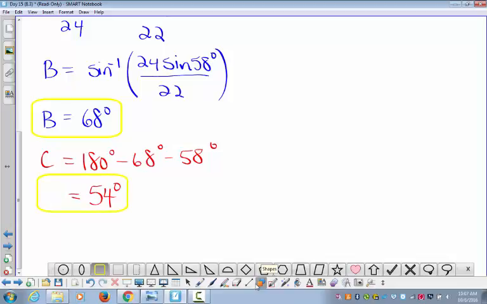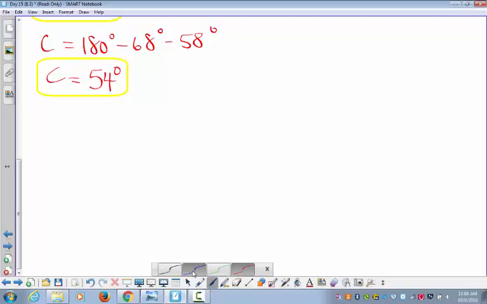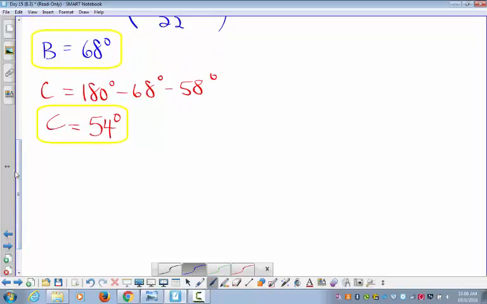All right, thank you. So that's angle C. And then the last unknown for this triangle is little c. And so little c we will find by using Law of Sines. So we'll say the side little c, we'll put that in the top left. And then over that is the sine of the angle opposite little c, which is sine of 54.